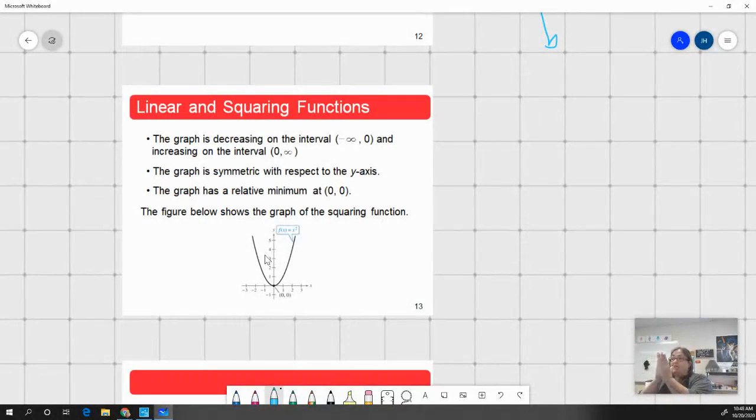If we folded it in half on that y-axis, all the points on each side would line up. That's what it means to be symmetric with respect to the y-axis. And it has a relative minimum at 0, 0. It just means it has this point. Its minimum value, its vertex, is at 0, 0 when it comes to the parent function.